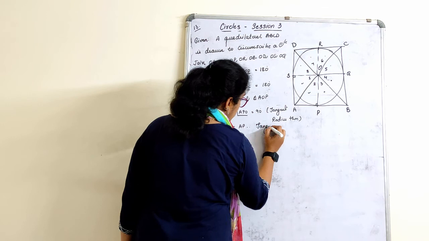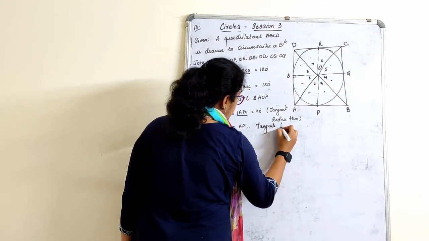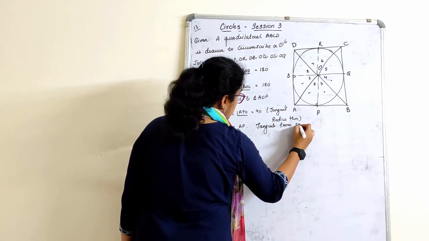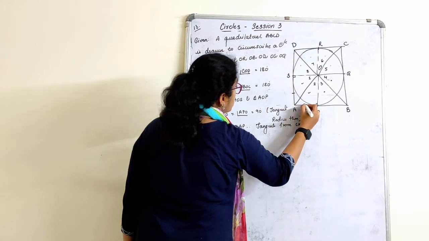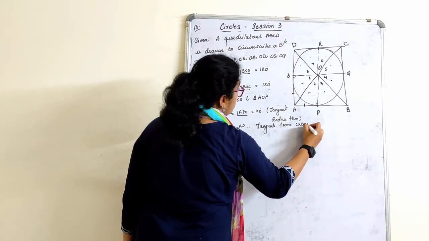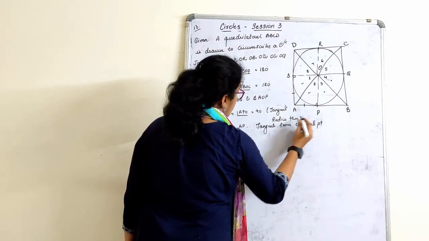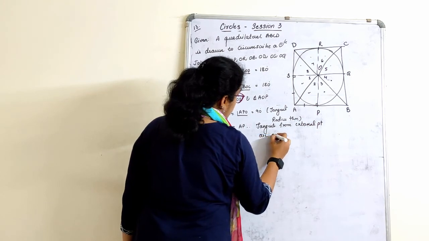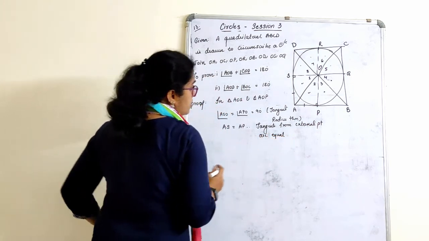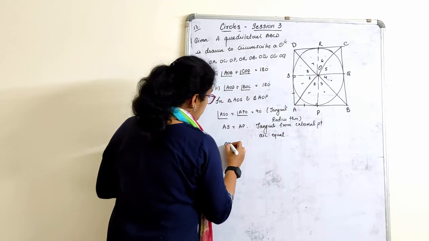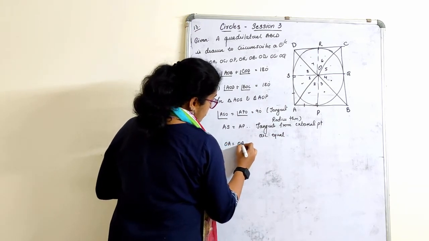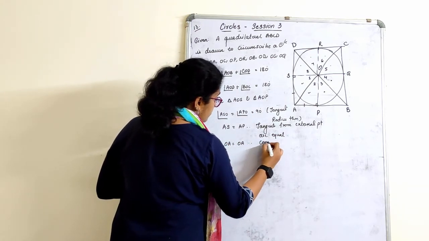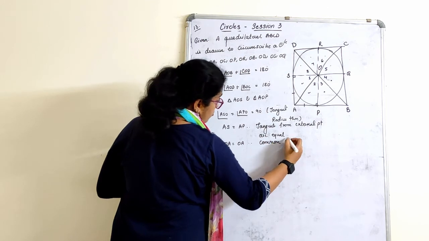Tangents from an external point are equal. Shall we use RHS now? OA is equal to OA, a common side. It's actually the hypotenuse OA.